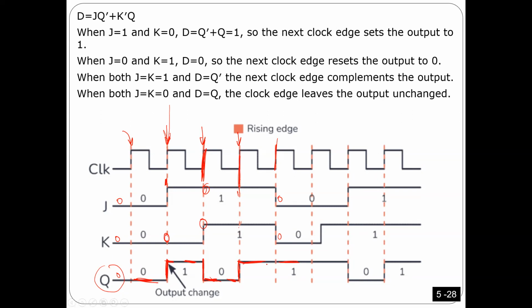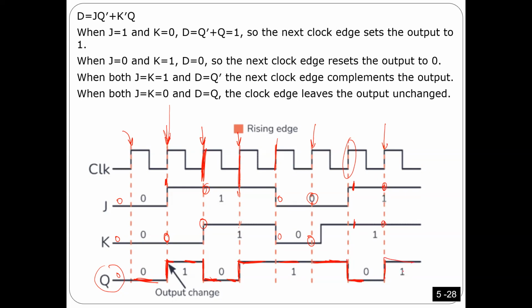Okay, and then for the next one here, also it is 0 and 0. 0 and 0 is also no change, so it's going to continue high. If you look at what happened in this clock, it is 1 and 1. 1 and 1 means toggle. So toggle, it was 1, it becomes 0. Okay, next one here, we have 1 and 1. 1 and 1 means toggle, so it's going to come high again.